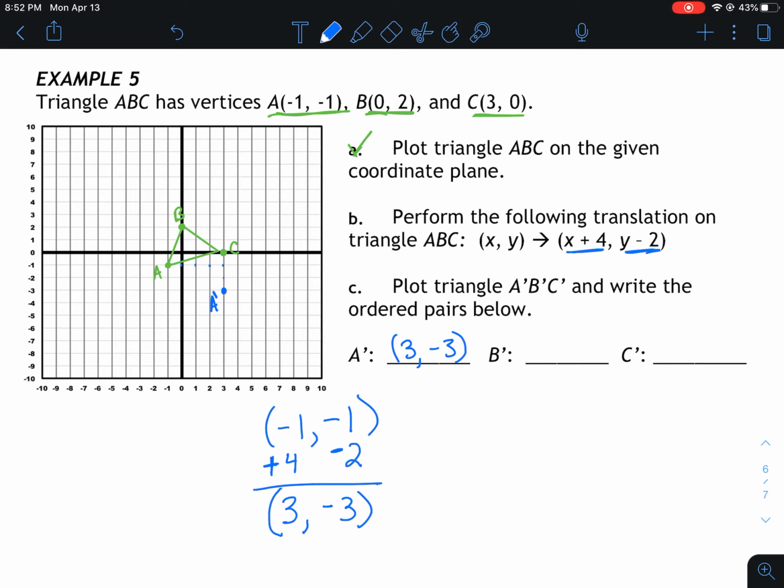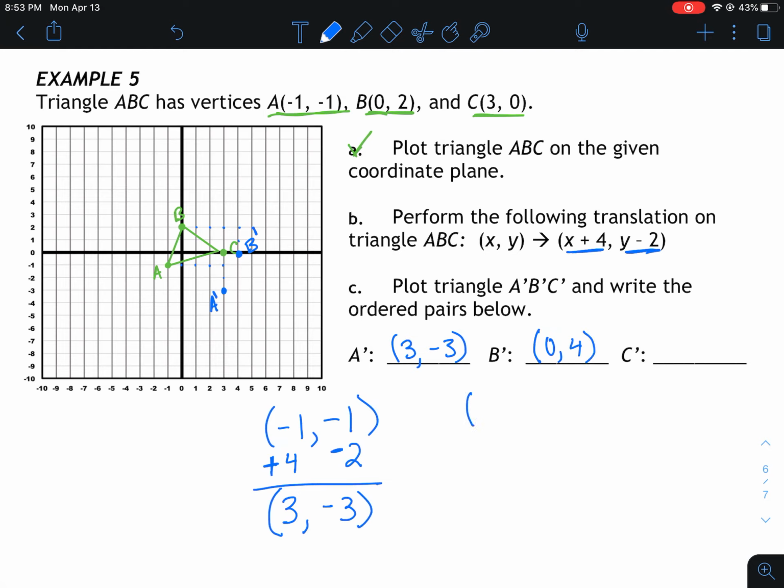Now, this next one, instead of figuring out the right point ahead of time, I'm just going to go to the right 4 from my B. 1, 2, 3, 4. And then I'm going to go down 2. 1, 2. So my new letter B, or B prime, is right here, which is at 0, 4.